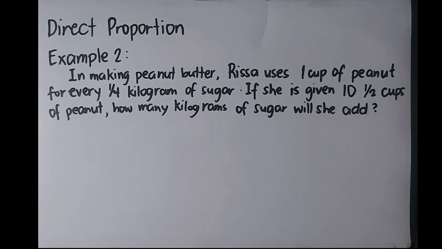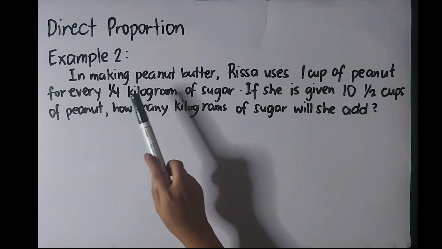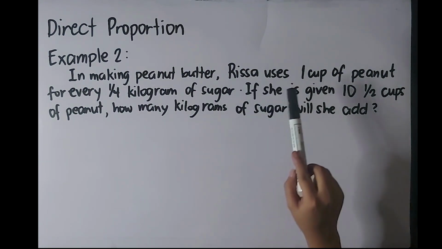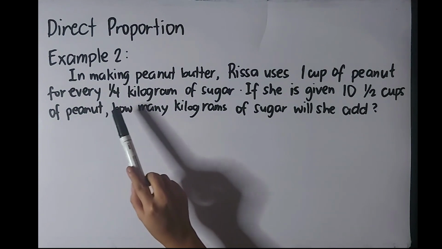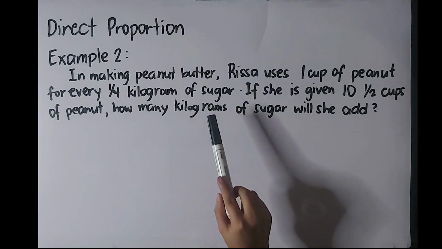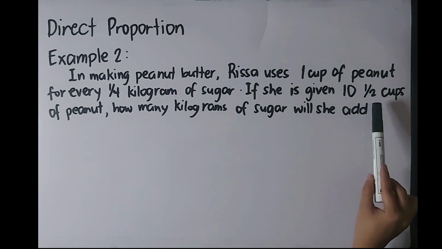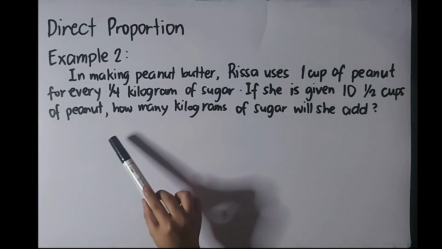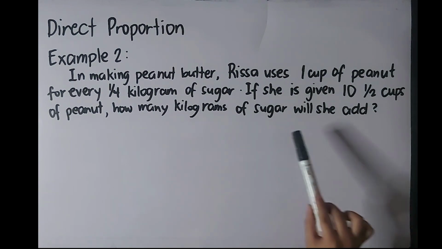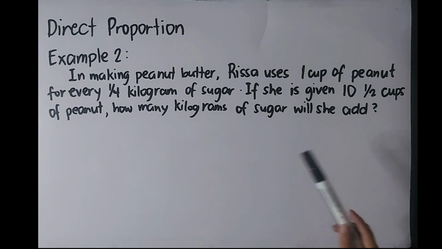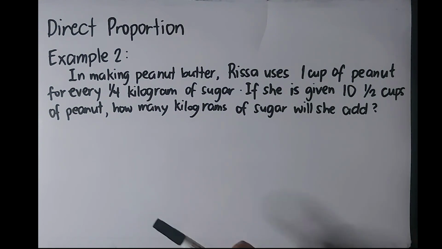So now let's solve our second example problem. Here, the problem is: in making peanut butter, Risa uses 1 cup of peanut for every 1/4 kilogram of sugar. If she is given 10 and 1/2 cups of peanut, how many kilograms of sugar will she add to make the peanut butter? So this is an example of direct proportion.